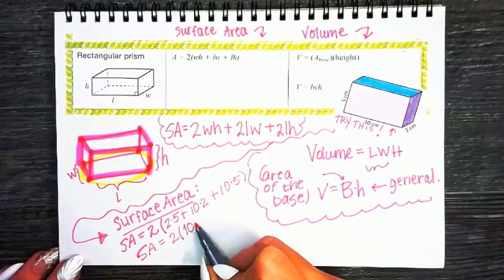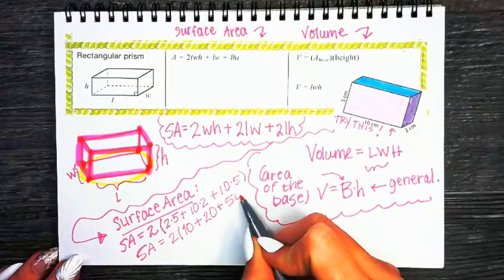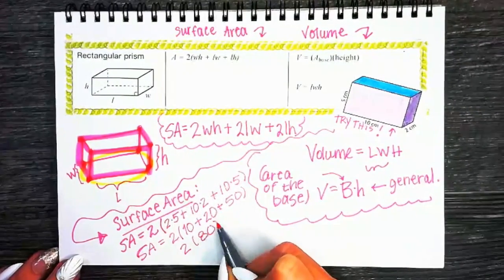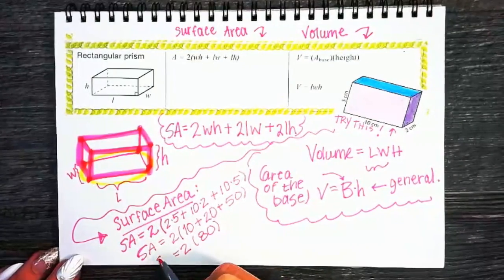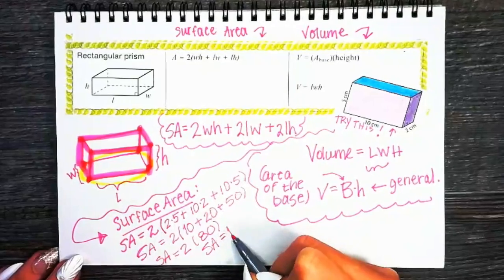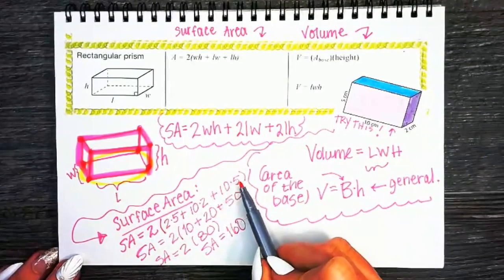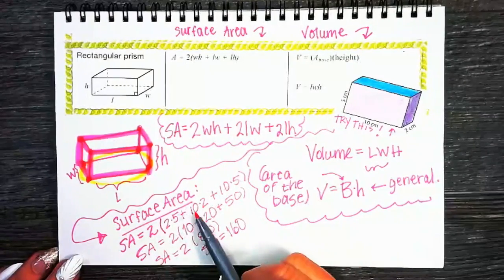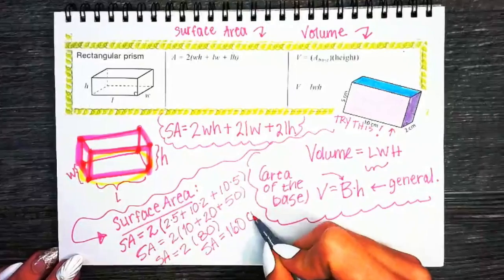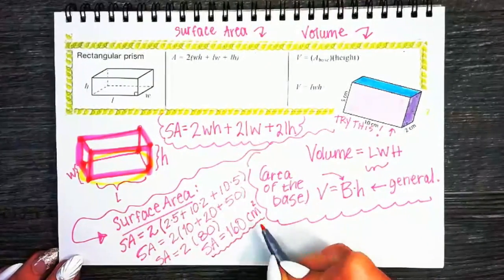2 times 5 is 10, 10 times 2 is 20, and 10 times 5 is 50. That makes 2 times 80, so the surface area is 160. This is centimeters times centimeters, centimeters squared, same and same. So we added all centimeters squared together. That makes an area of 160 centimeters squared.